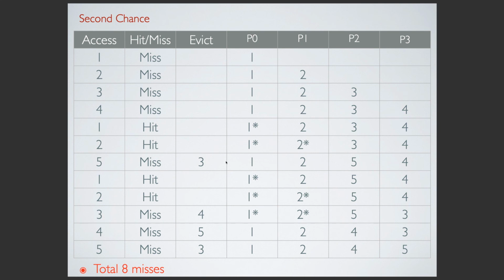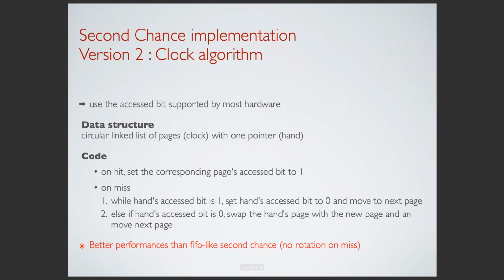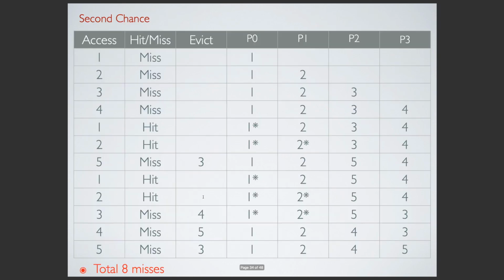When am I going to turn it off? Well, I'm going to look at my head, or the hand, clock or whatever. The idea here is that you will keep a pointer to the one that you're going to evict. So here, for example, after this point I keep a pointer on 1, because that's the next one I'm going to evict.